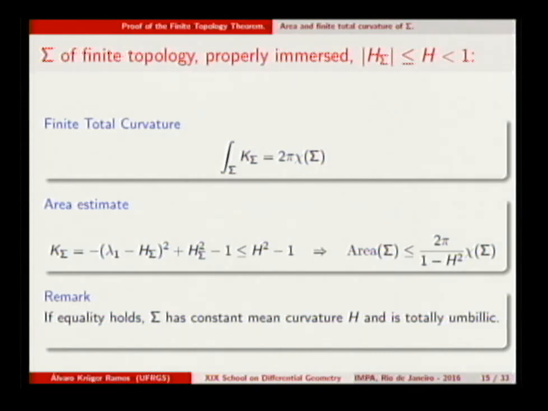It's a remark that recently Vanderson Lima gave a talk here on Tuesday. He proved that if equality holds, he proved a little more. In some sense, this immersion is rigid. If you have any immersion of a surface sigma with this equality in the area in a manifold with sectional curvature less than or equal to 1, then a neighborhood of this surface is locally isometric to a neighborhood of a surface in this hyperbolic manifold here. So it's kind of rigid.